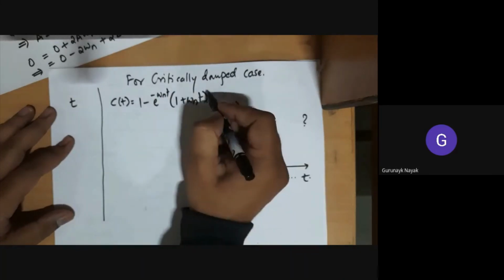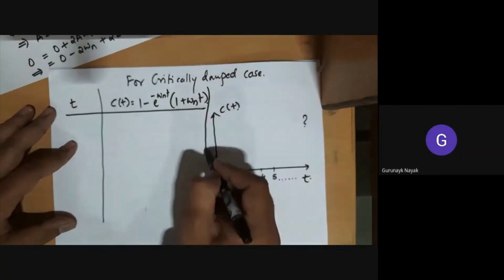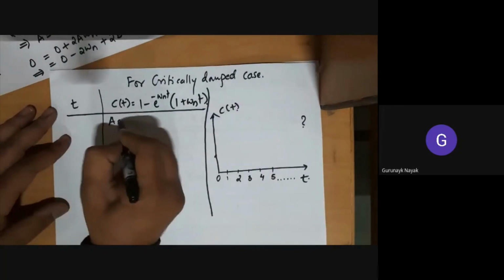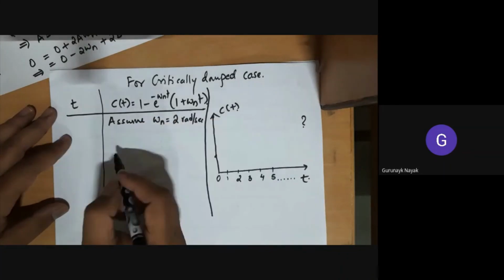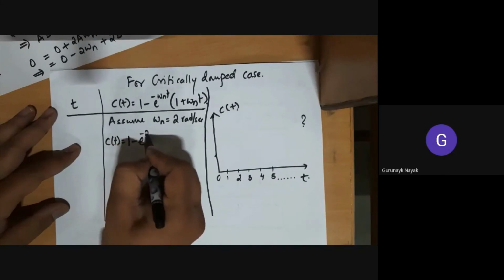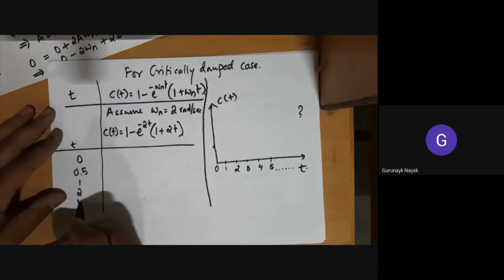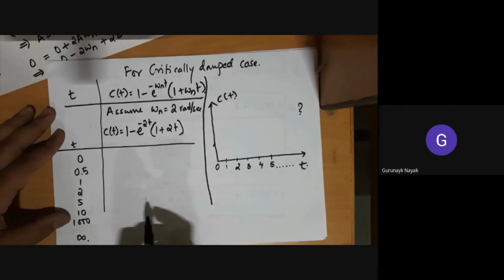So make two columns. C of t equal to 1 minus e raised to minus omega n t into 1 plus omega n into t. The other unknown is omega n. I can assume some relevant value which comes from some dynamics of the system. So I will assume the natural frequency omega n equal to 2 radians per second, and I will substitute it in C of t and just plot the graph. So let me assume the t values 0, 0.5, 1, 2, anything, 5, 10, 1000 and even infinity.